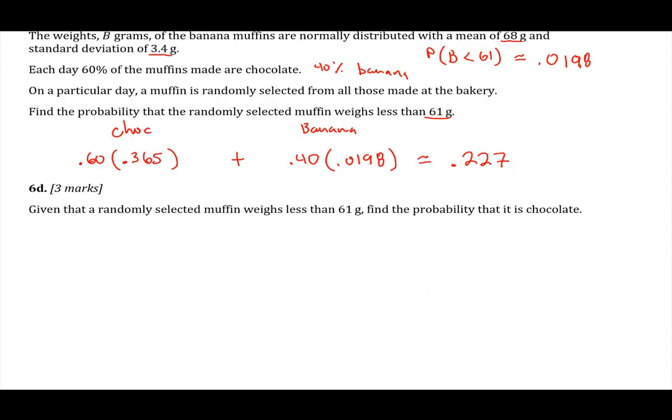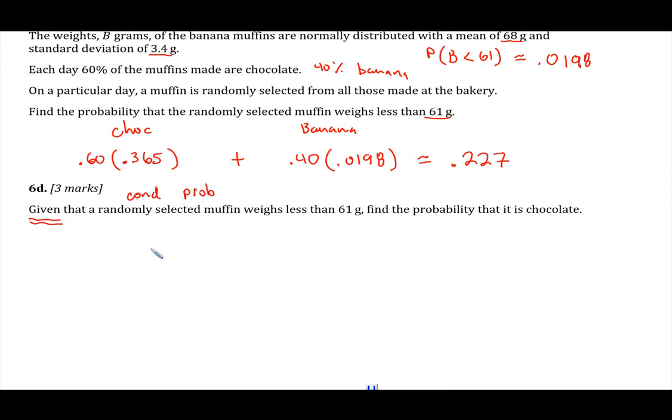All right, so let's take a look at part D. Given that a randomly selected muffin weighs less than 61 grams, find the probability that it is chocolate. This question is pretty obviously a conditional probability because they use the word given. So we know that this is going to be a conditional probability question.